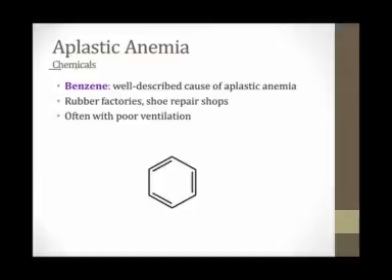Certain industrial chemical exposures can cause aplastic anemia. The classic chemical agent to do this is benzene. This is a picture of a benzene ring on the screen to remind you of that. People can be exposed to benzene when they work in rubber factories or shoe repair shops, especially if there's poor ventilation.